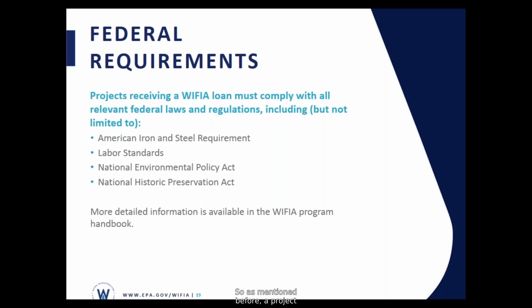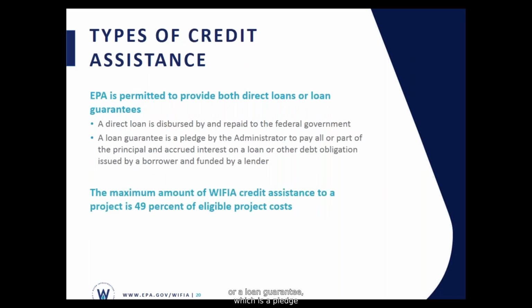So as mentioned before, a project can only receive up to 49% of eligible project costs from WIFIA credit assistance. A borrower may either receive a direct loan, in which a loan is disbursed by and repaid to the federal government, or a loan guarantee, which is a pledge to pay all or part of the principal and accrued interest on a loan or other debt obligation issued by a borrower and funded by a lender. All right, so now we're going to talk about the second stage of project selection, the letter of interest submission.